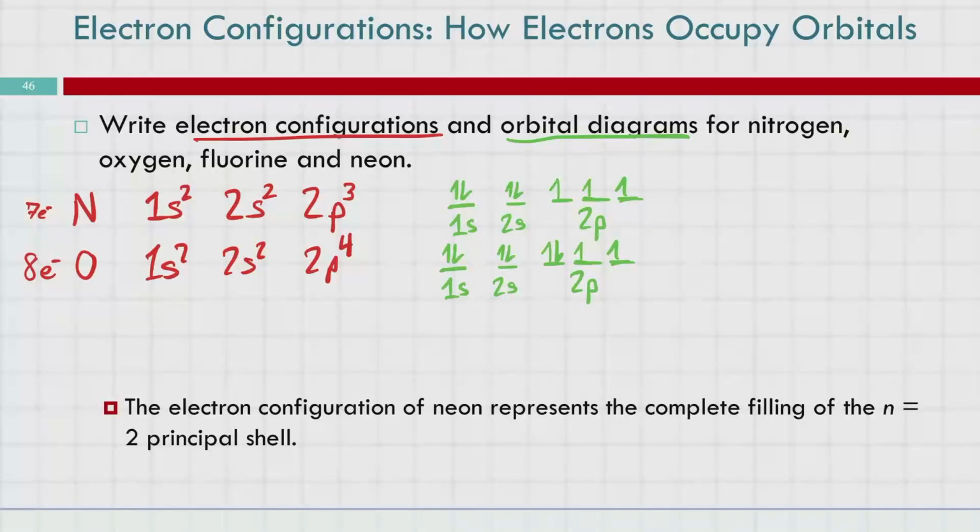If we're moving on to fluorine, fluorine has 9 electrons, 1s2, 2s2, 2p. It's in the 5th spot in the p block, 1, 2, 3, 4, 5th spot, 2p5.